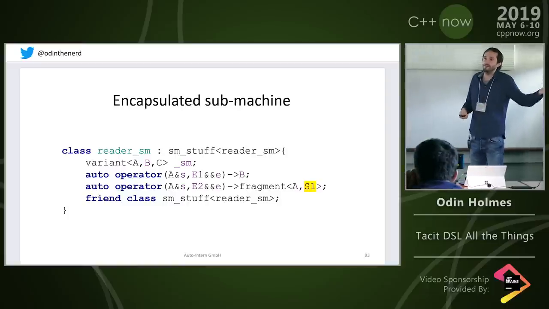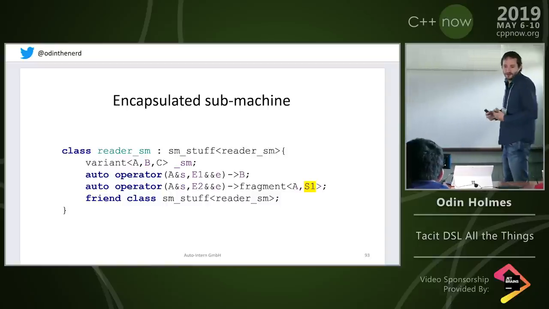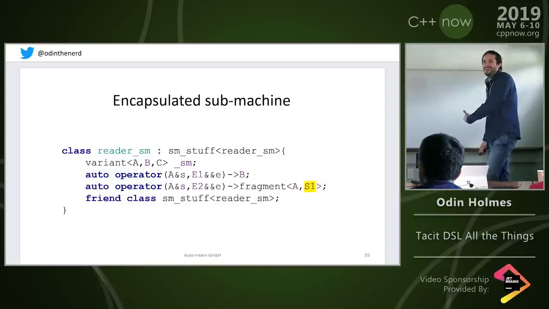Or maybe it needs to bubble up further, right? You can just arbitrarily nest these things all the way down. So we need to find some way of deciding: is this a transition to something in my submachine, or is this a transition to something in a supermachine that I need to bubble up? Well, we have this Fusion metaprogramming library, right?